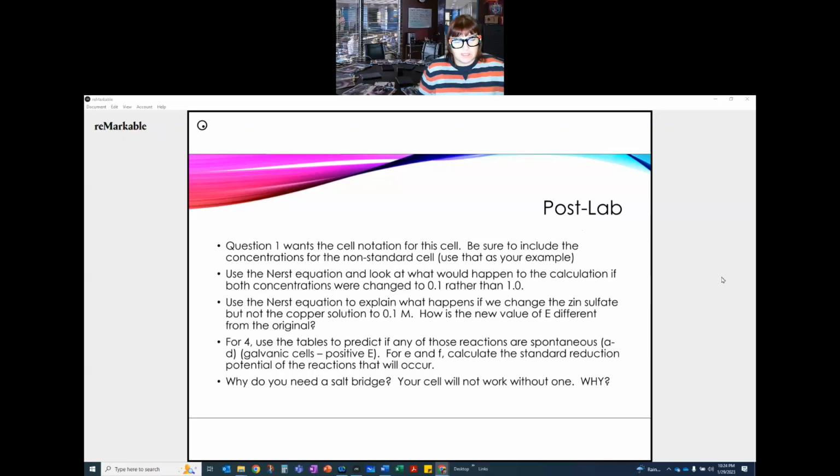For 4, we're going to use the tables to predict if any of the reactions are spontaneous. A through D, galvanic cells, positive E. Do we have that? And for E and F, calculate the standard reduction potential for the reactions that do occur. There should be one that happens for A and B and one that happens for C and D. And why do you need a salt bridge? What is the purpose of a salt bridge? So I've mentioned it a bunch of times. Make sure that you include that the salt bridge absolutely has to be there for that to work.